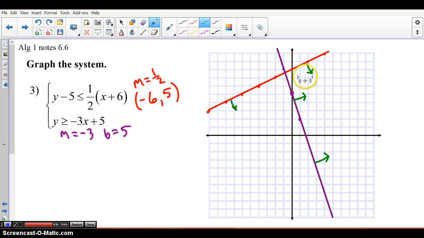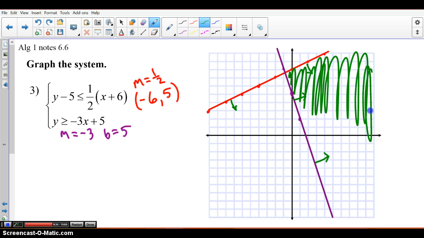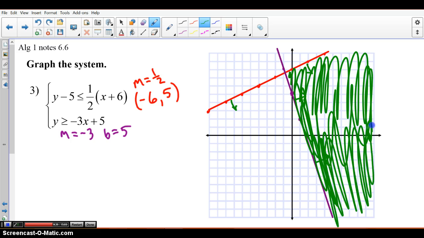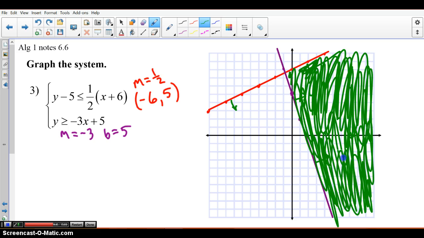Since it's in slope-intercept form, we can see right away y is greater than or equal to, which means we have to shade above. And the place where the two regions overlap is here. What a beautiful job shading I'm doing. I'm sure yours looks even better though.